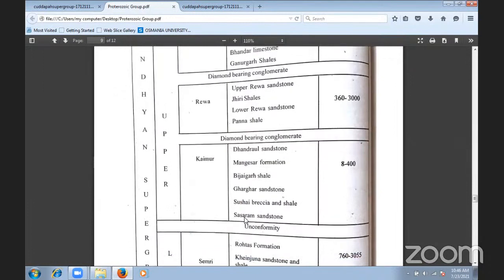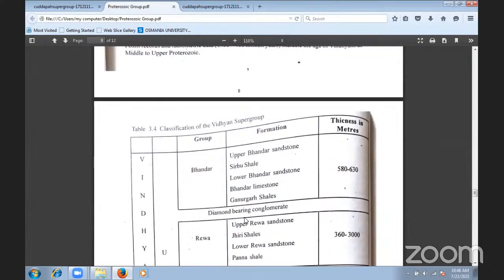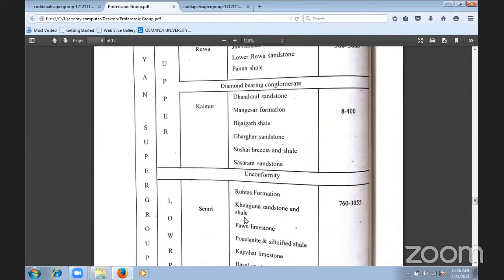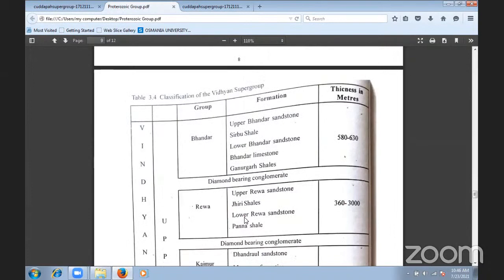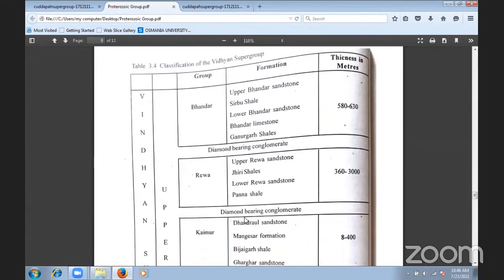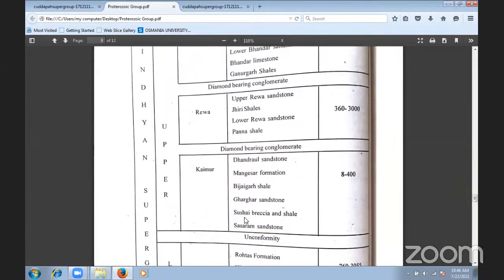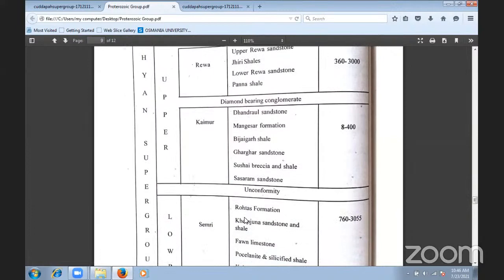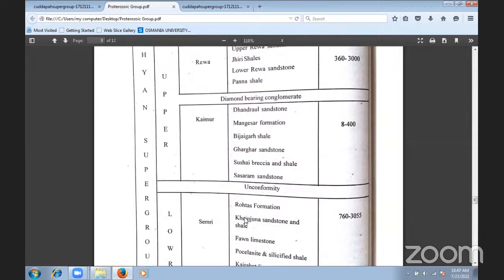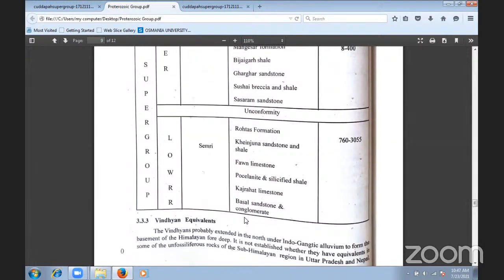This is the classification of the Vindhyan Supergroup. You see here Semri, Kaimur, Rewa, and Bhander, with formations such as Upper Bhander Sandstone and Sirbu Shales. Then Rewa: Upper Rewa Sandstone, Jhiri Shales. Kaimur: Suket Shales, Breccia, Sasaram Sandstone. Semri: Rohtas Formation, Kheinjua Sandstone and Shale, Kajrahat Limestone.